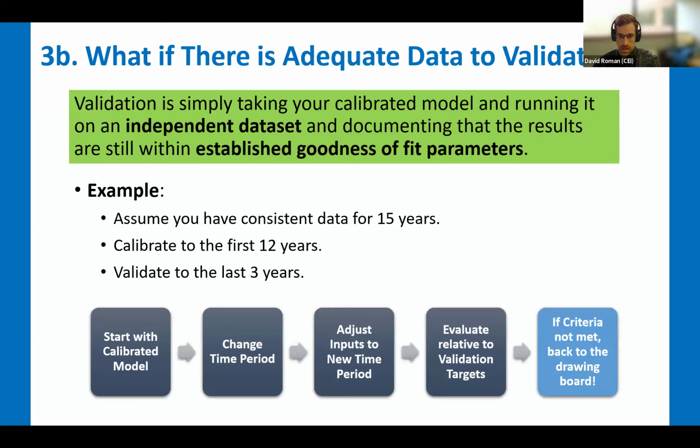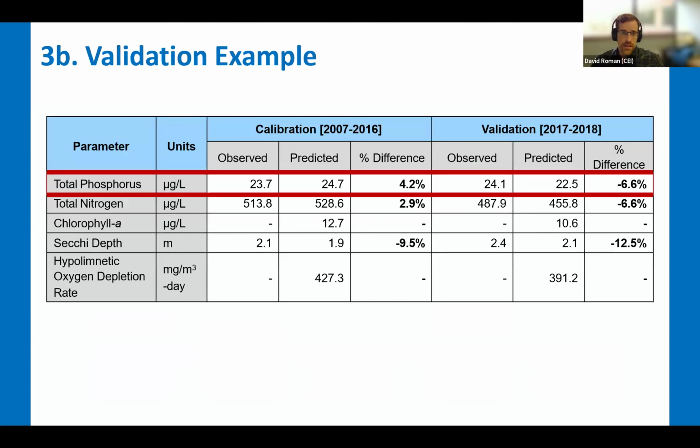And then sometimes you'll find that your calibrated model is looking great. You're within all your reasonable ranges, and then you validate and everything goes out the window and you're off by 40%. Then it's time to do some more tweaks to the model. So just one example of what validation would look like here.